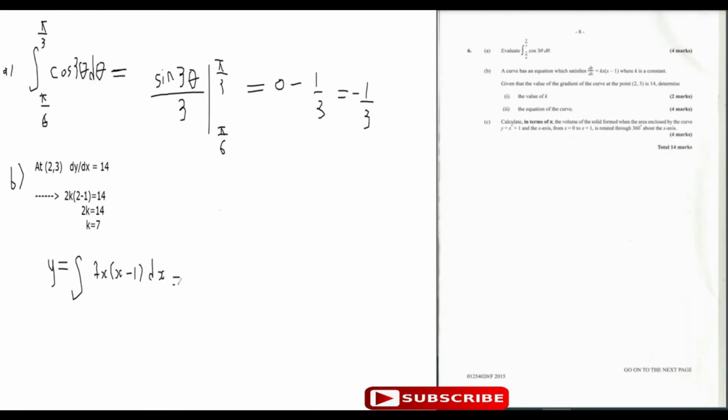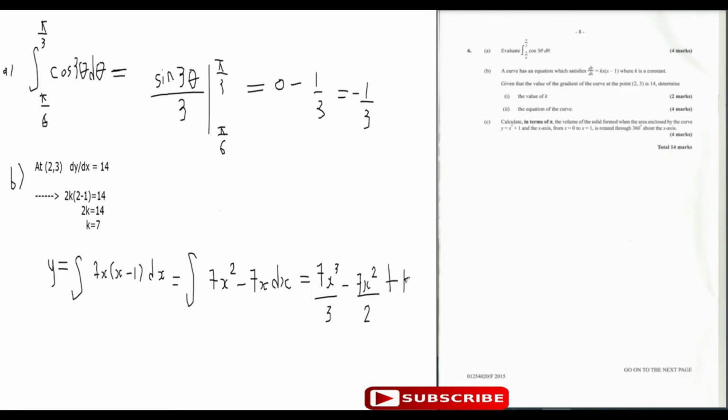And so integrating this, 7x times x minus 1 can be written as 7x squared minus 7x. This is what we're integrating. Now integrating this, we add 1 to the power. Integrate 7x squared to get x cubed divided by the new power of 3, minus 7 add 1 to the power to get x squared divided by the new power of 2. Then we'll add our constant of integration.